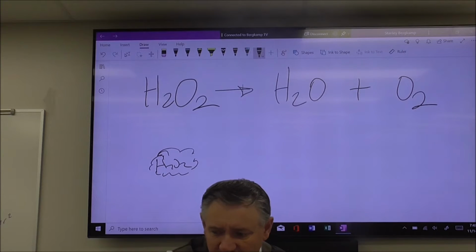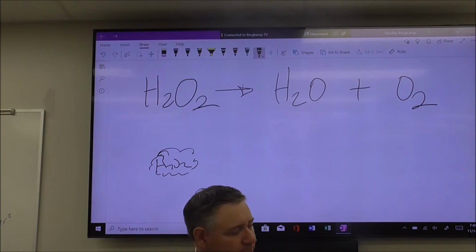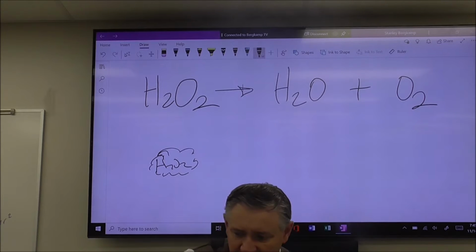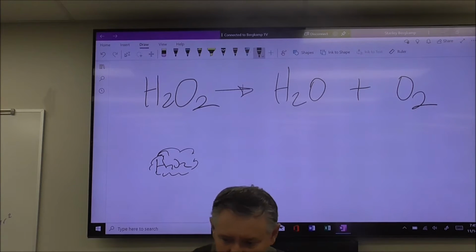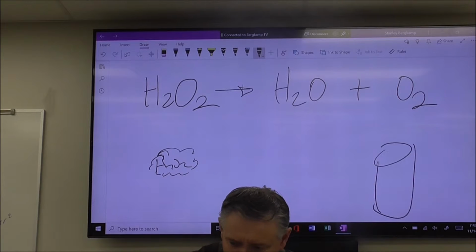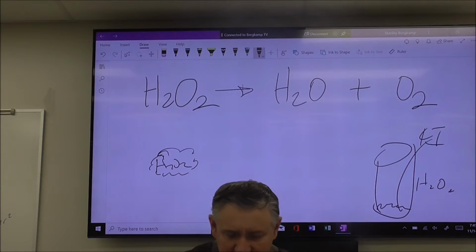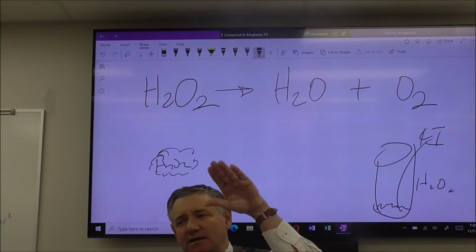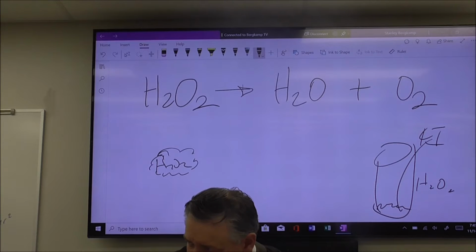On this very first one, you're going to take hydrogen peroxide, add 0.5 grams of potassium iodide as a catalyst, and then take a wood splint and put it into the test tube. So you're going to have this test tube with hydrogen peroxide, and you're going to add this potassium iodide to it. The potassium iodide is not part of the reaction.